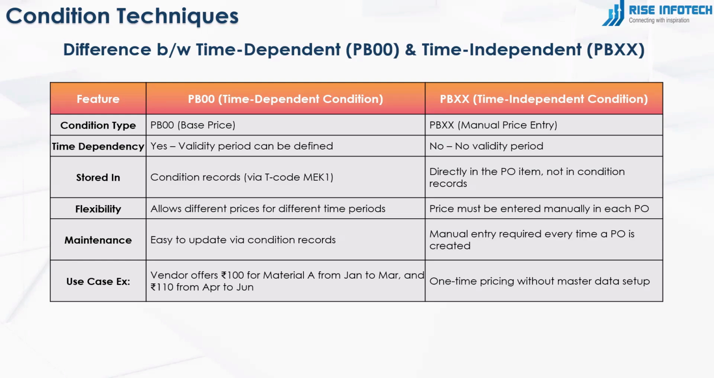For example, one vendor offers 100 rupees for material A from January to March, and 110 from April to June. So yes, a single vendor can offer a single material at a different price for different periods. But time-independent conditions are one-time pricing without master data setup.